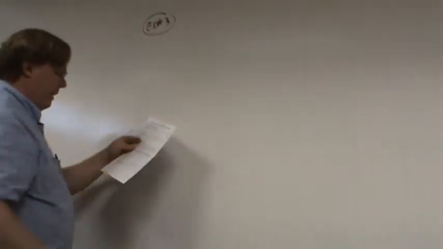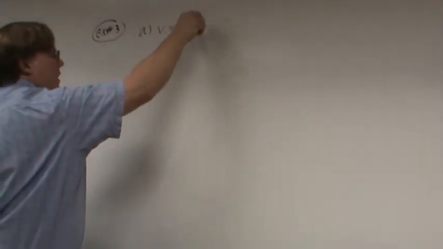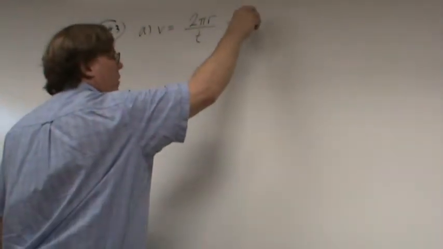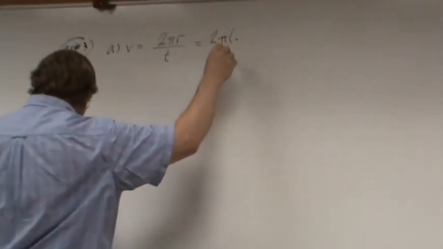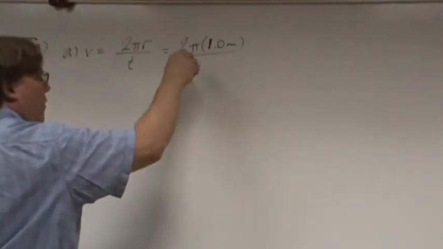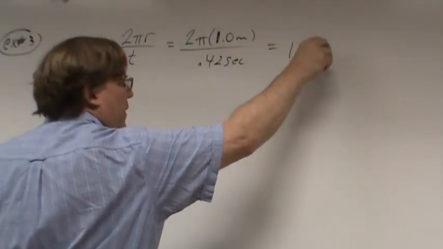Here's example number 3. They say a 0.25 kilogram mass attached to a 1.0 meter string completes a horizontal circle in 0.42 seconds. Find the speed of the mass. I hope you get that this is just another of those 2 pi r over time problems. Distance is 2 pi r, time is whatever the time is. So about 2 times pi times 1 meter over my time, which is 0.42 seconds. That's going to get me, just believe me, 15 meters per second.